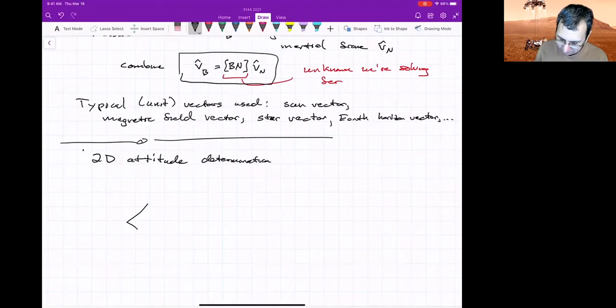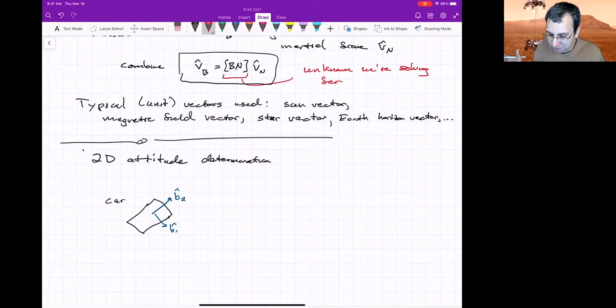I'll just make it like this. This is a car. I know the heading of my car. I've got some body fixed frame for my car, right? So B1, B2. How do I figure out what the orientation is? How many measurements do I need? I really only need to measure one known vector.